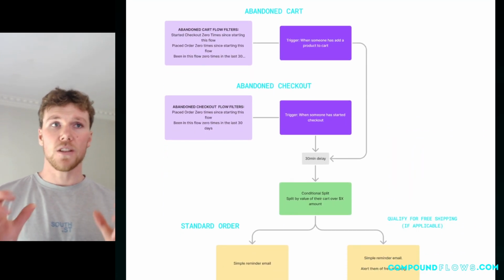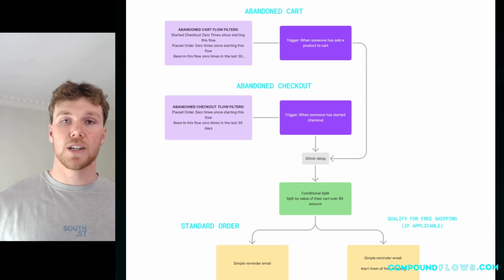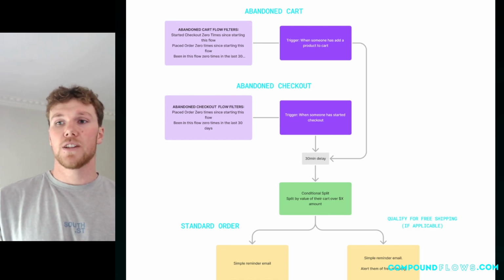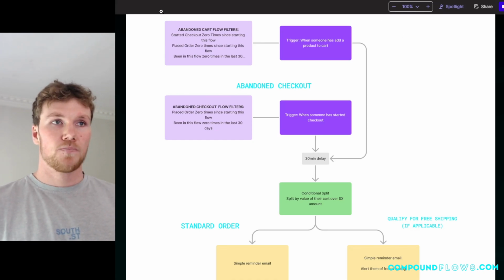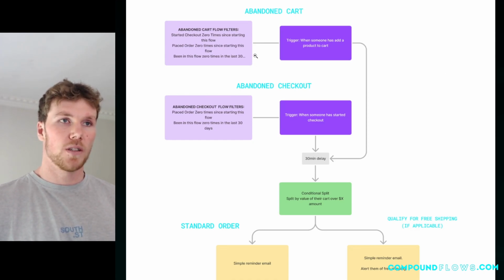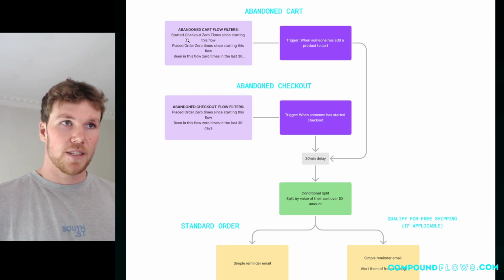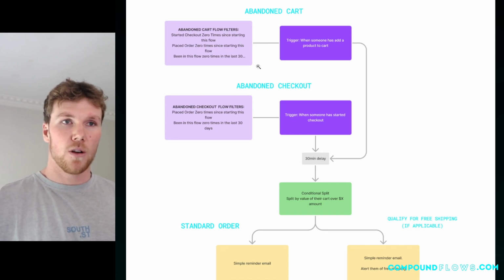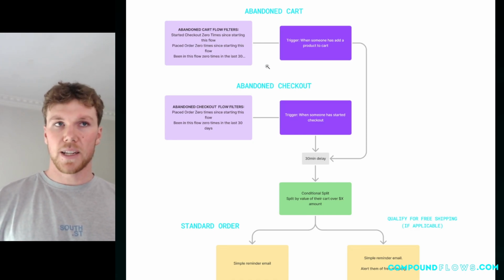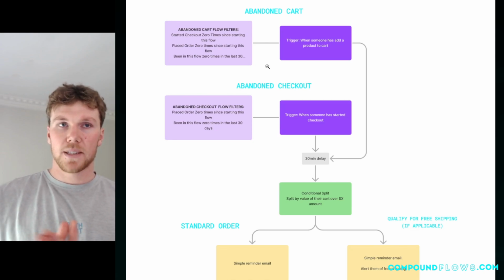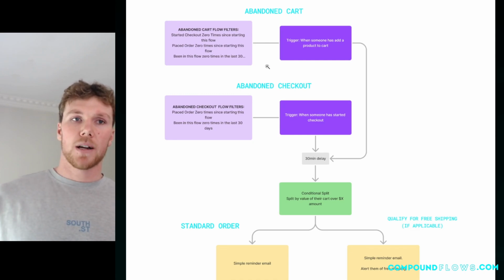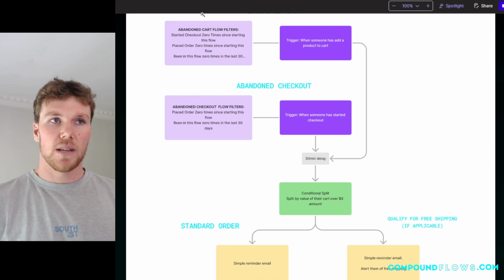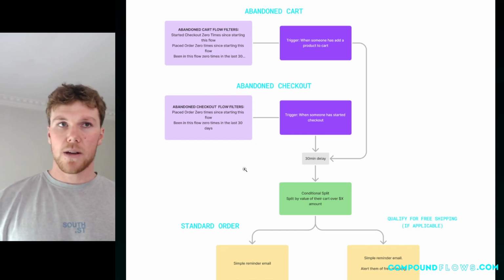So this is the flow structure. Like I said, the abandoned cart and abandoned checkout are two different flows. The only difference, because we usually just duplicate them, is the trigger and the flow filters. So with the abandoned cart flow filters, what you want to do is make sure you have started checkout zero times since starting this flow. That's going to prevent you from sending double emails to people who add something to cart and then leave, versus when someone adds something to cart and then clicks the checkout button.